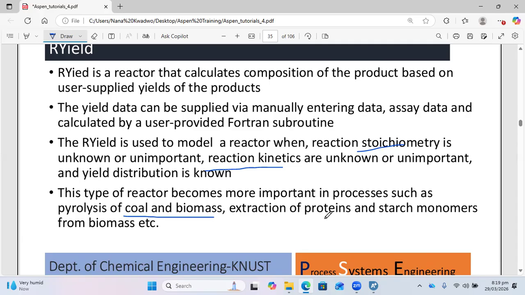The reason we are looking at these things is because for these ones, sometimes you may not really have information on the stoichiometry, right, or on the reaction kinetics, but you may have an idea on how much yield you're expecting. So this block becomes very helpful in those situations.